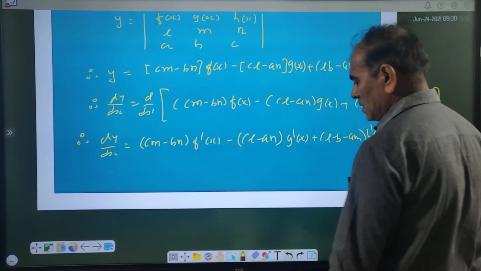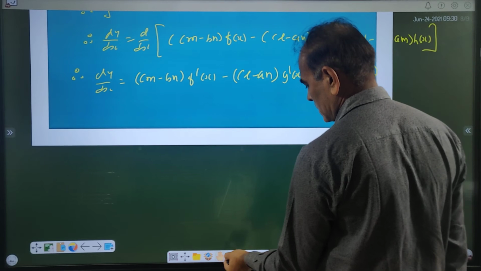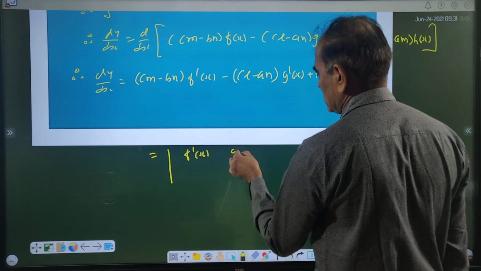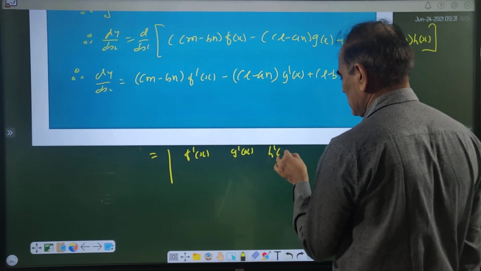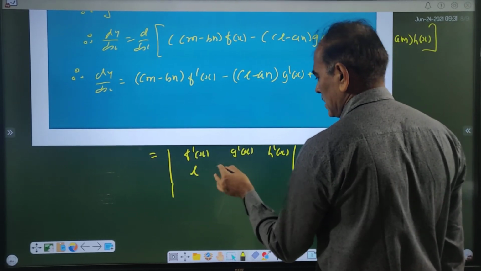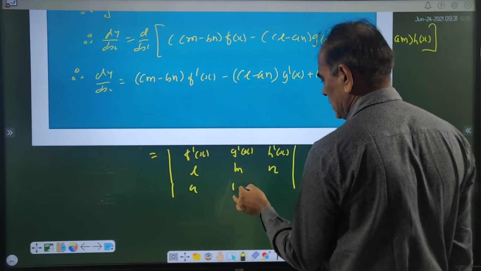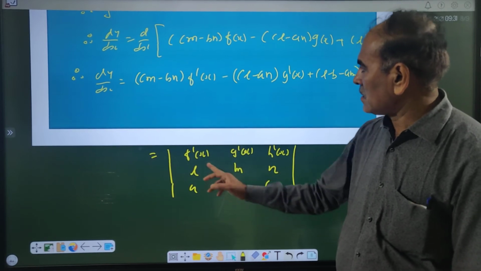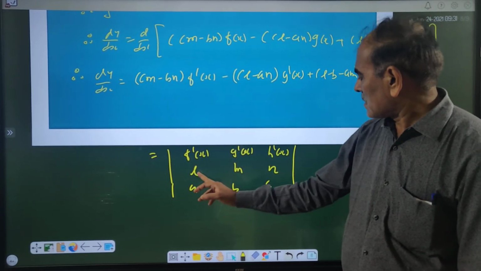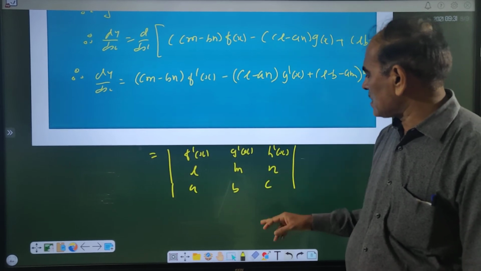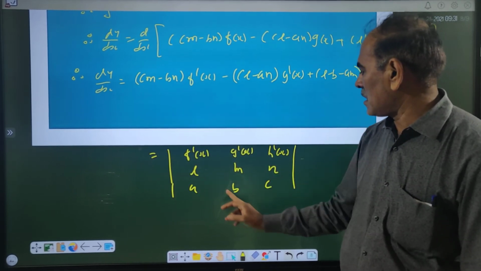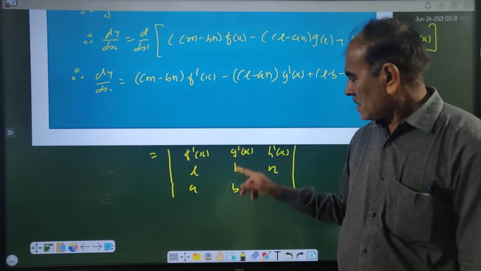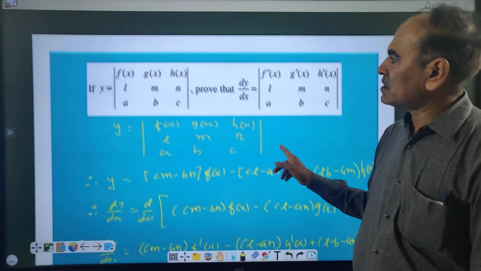Now this is nothing but the determinant. See, that is the determinant with rows f'(x), g'(x), h'(x); L, M, N; A, B, C. See that? (Cm minus Bn) into f'(x) minus (Cl minus An) into g'(x) plus h'(x) into (Lb minus Am). Very simple form. So here the function is given in terms of a determinant.